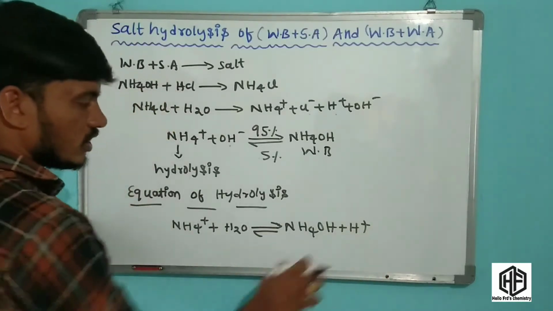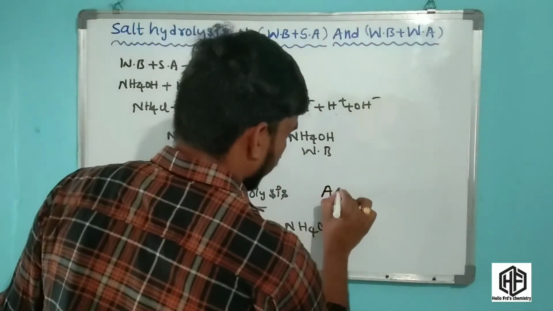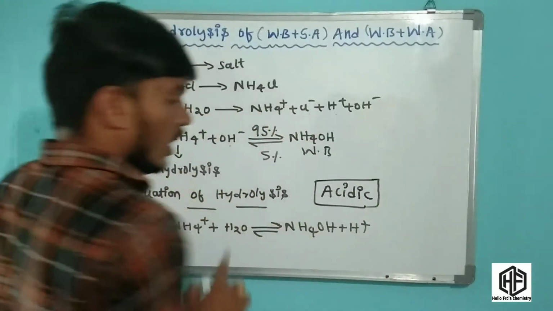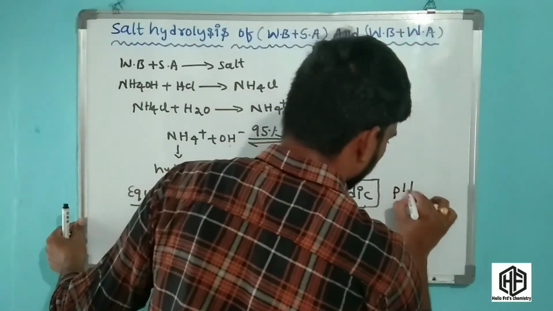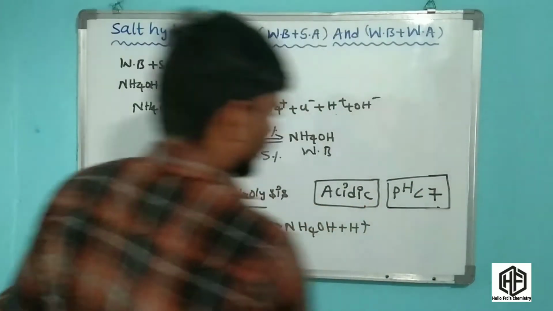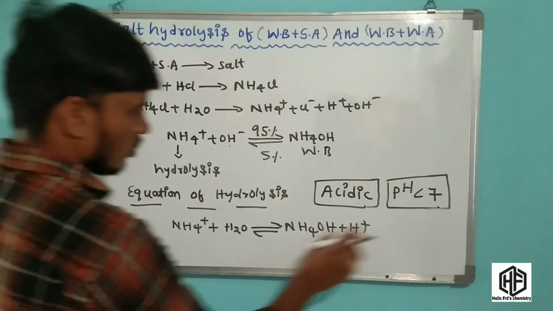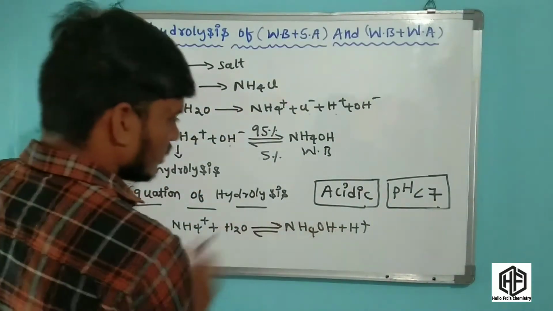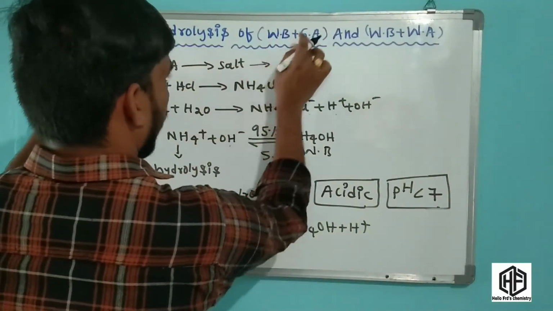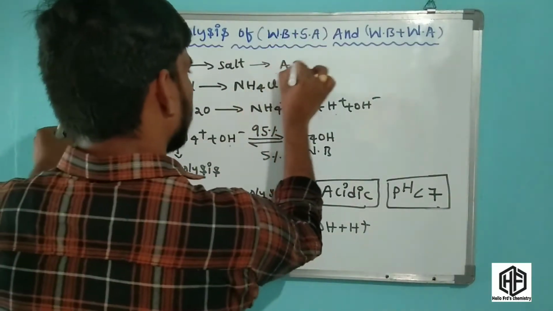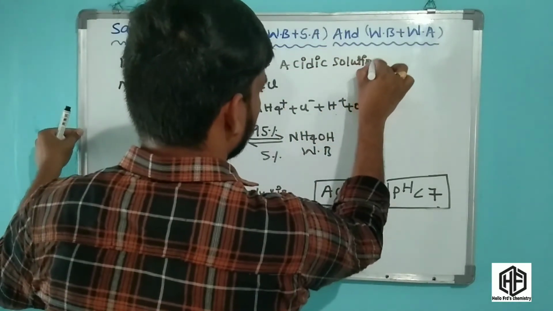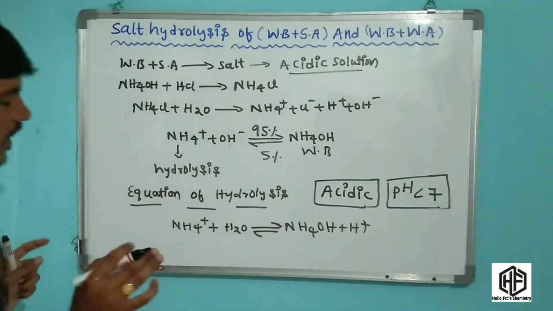Whenever H plus ions are present, the solution is called an acidic solution. This is a very important point, friends. Definitely the pH value of this acidic solution is less than 7. So weak base and strong acid give an acidic solution, because H plus ions are present there.